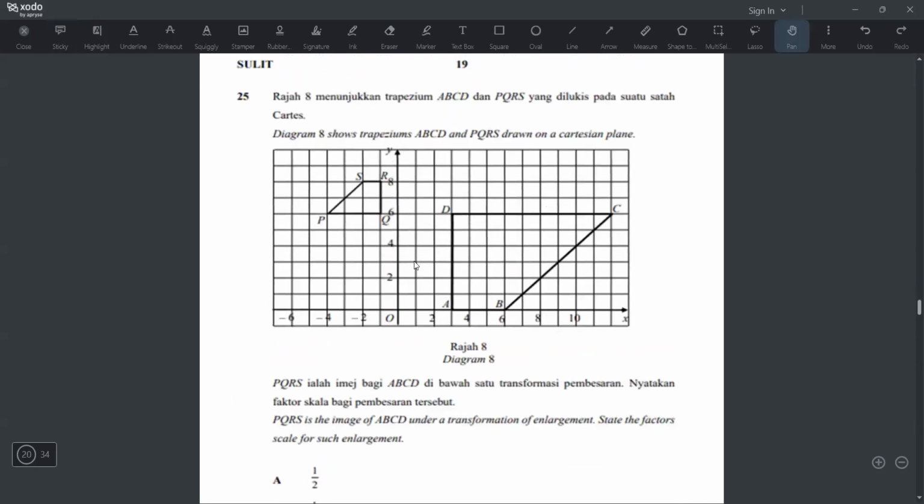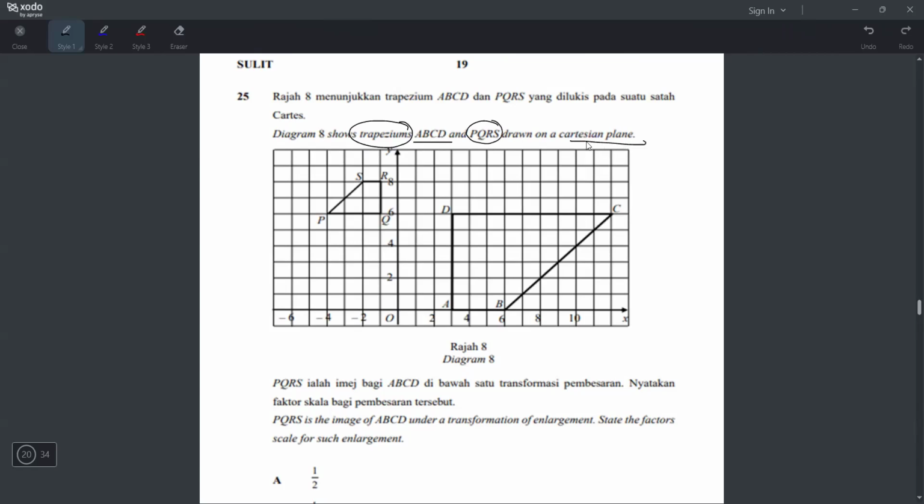Okay, let's move on. Number 25. Okay, this is transformation, I think. So let's read. Diagram 8 shows trapezium ABCD and PQRS drawn on the Cartesian plane. Whenever we do this kind of question, you need to be very careful and you need to label the object and the image separately. Very important. You have to really label this if they tell you which is the object and which is the image.